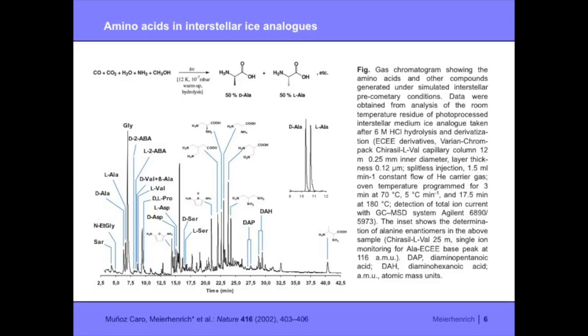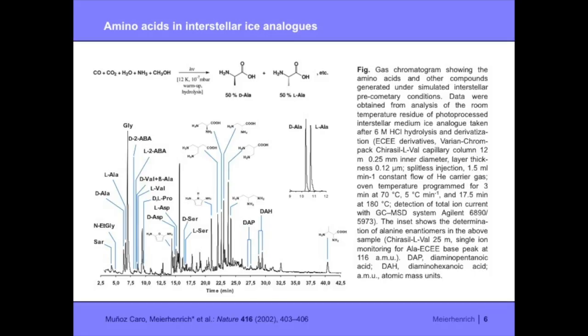For example, alanine, D and L, glycine, aminobutyric acid, valine, beta-alanine, proline, aspartic acid, serine. So here you see 6 amino acids that belong to the 20 amino acids that are parts of proteins. We found a second group of amino acids that was unknown before, that we called diamino acids, because these amino acids contain 2 amino groups and 1 carboxylic group.